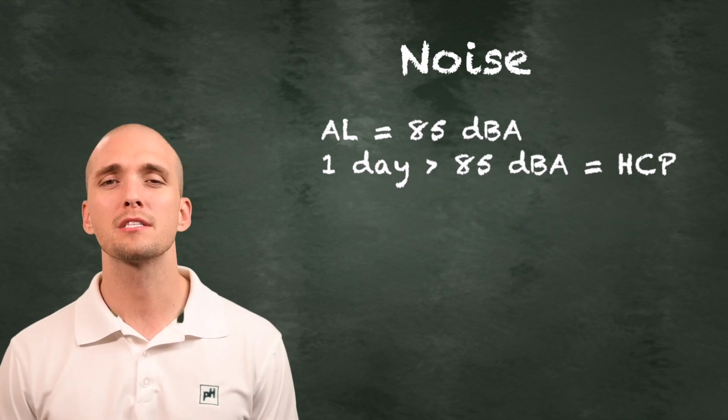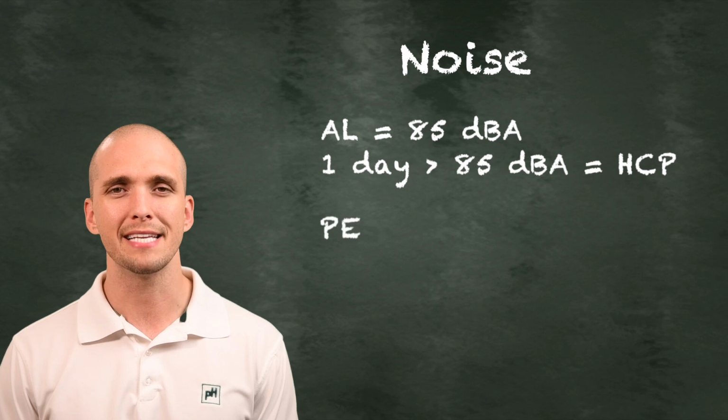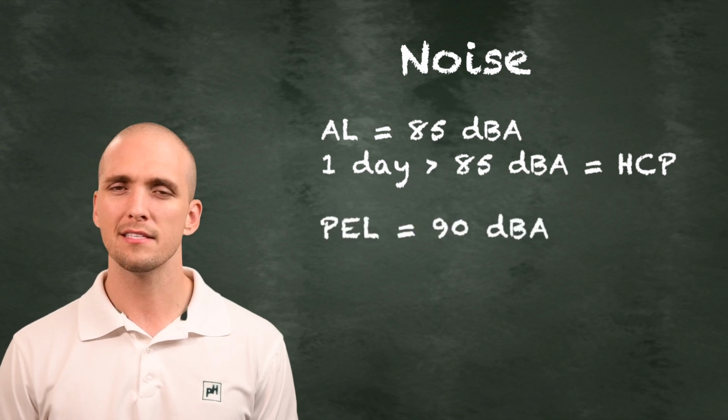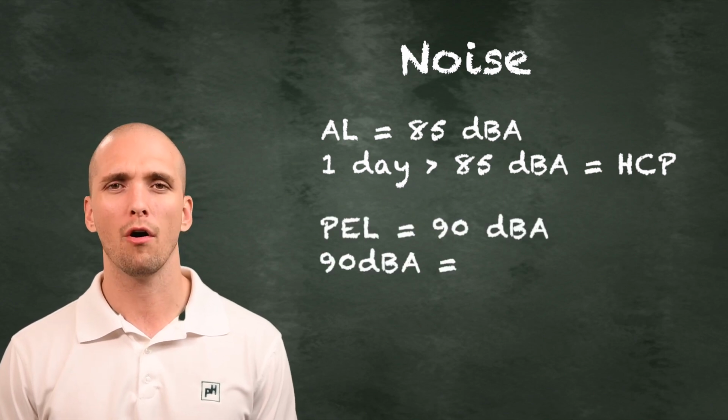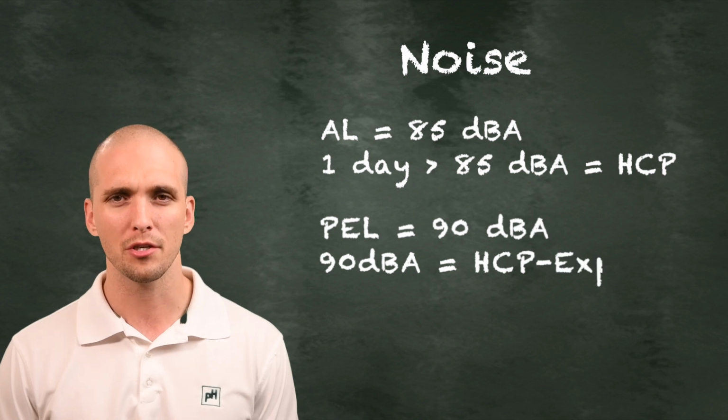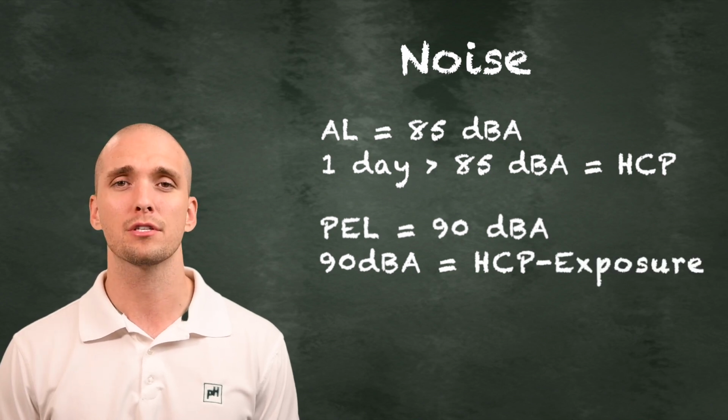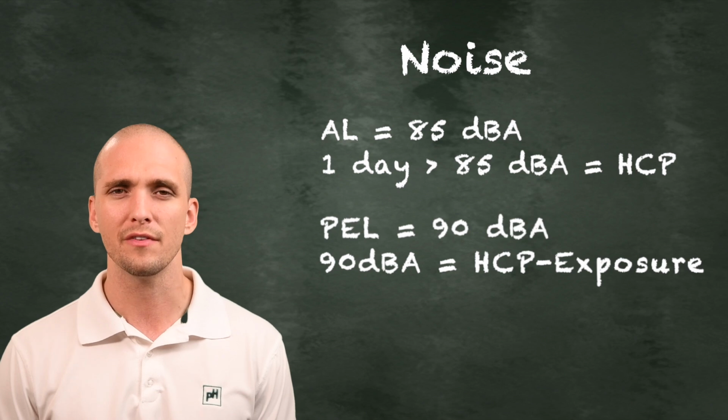The permissible exposure limit for noise is 90 decibels. At this level, an employer must meet all the requirements of a hearing conservation program and make efforts to reduce exposure as much as feasible.